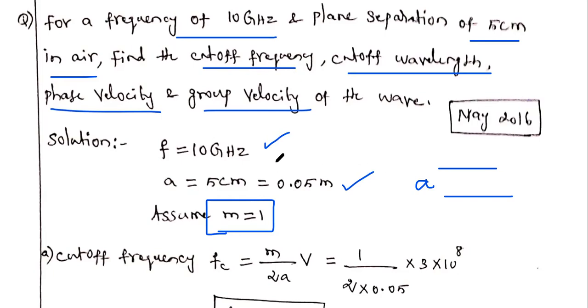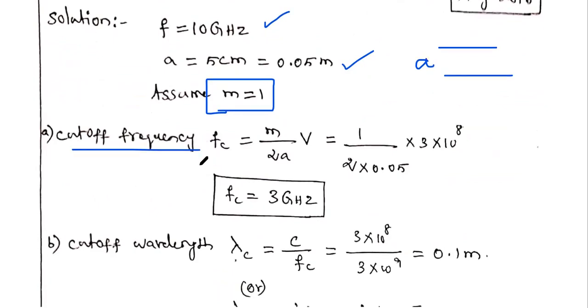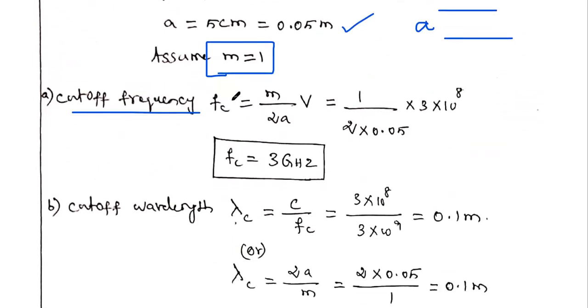So now we are going to solve the problem. Frequency, A value, and m value are given. First we have to find the cutoff frequency. What is the cutoff frequency formula for parallel plane waveguide? Fc equal to m by 2A into v, where v is said to be c, which is 3 into 10 to the power 8. What is the m value? 1. And what is the A value? 0.05. So you just substitute.